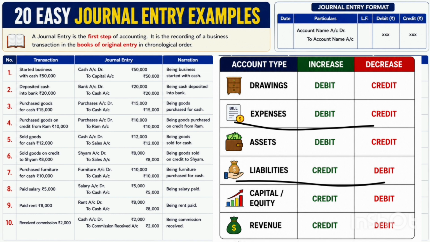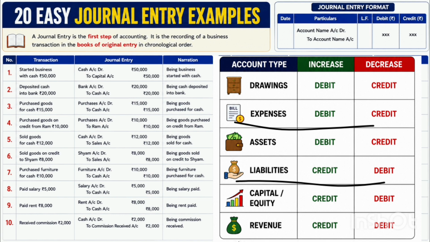When liability gets increased, we have to credit. So just because of that, the Ram account gets increased, we have to credit it. Okay. So here you can see through the modern rule, whenever liability gets increased, we have to credit it, and whenever it gets decreased, we have to debit it. So follow this rule while recording the journal entry.